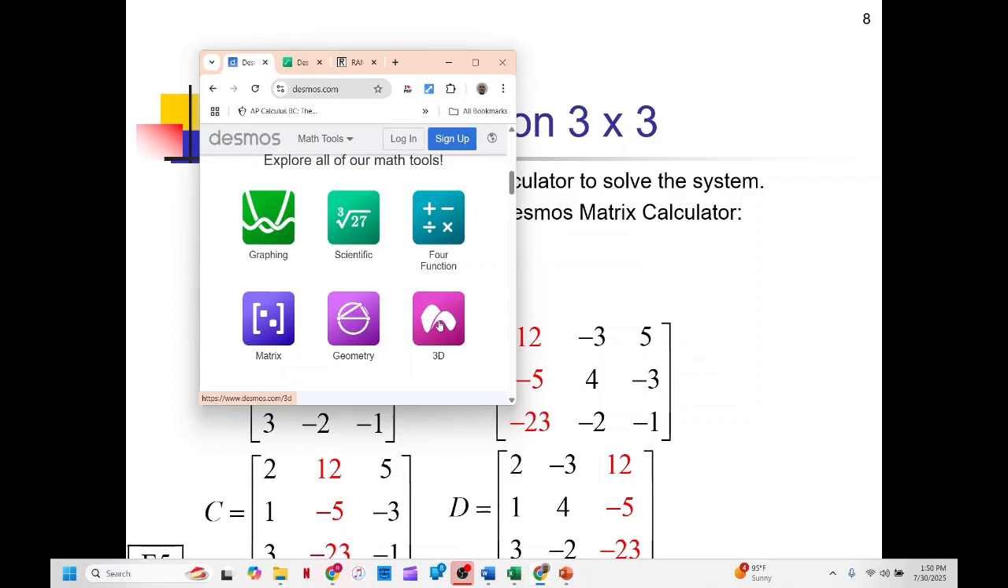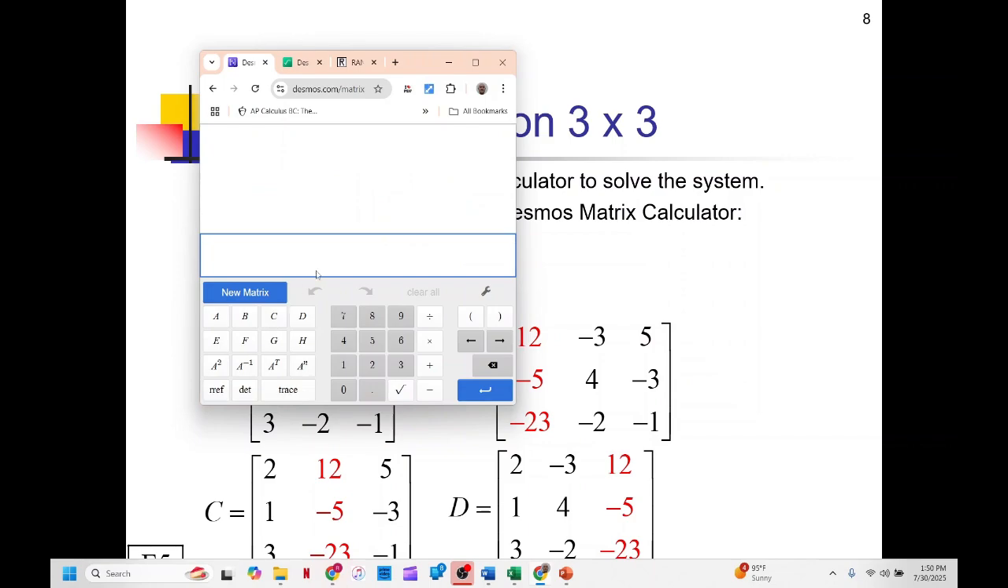Ooh, 3D, that looks neat. But the one that we're interested in today is this matrix calculator. So if you select that, and by the way, this isn't one you'd typically be able to use on a test. It's kind of overpowered for this stuff. But for this higher level stuff, we like to show it off. Let's show how you could use this thing.